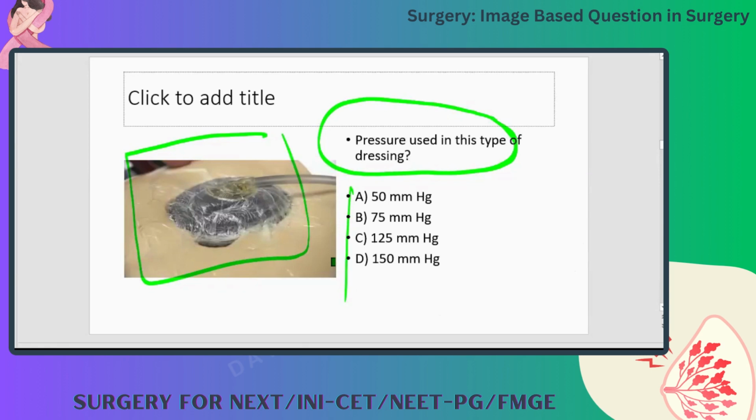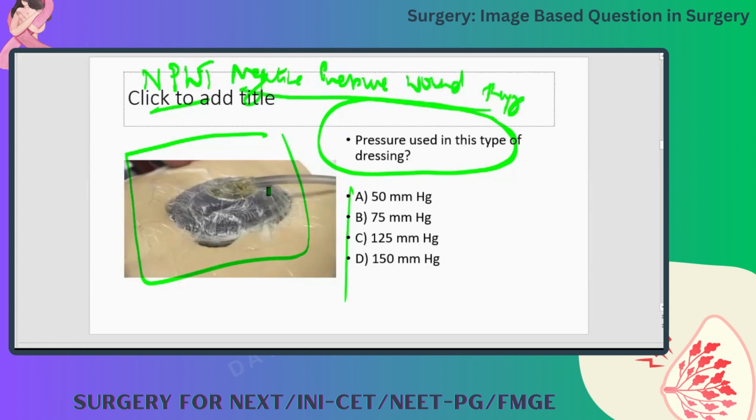It is a pressure dressing. Negative pressure wound therapy. We call it negative pressure wound therapy. Some wounds are clean, some wounds are dirty. There will be a lot of exudate, a lot of pus coming. So we connect this negative pressure dressing to negative pressure, and whatever is there will be sucked out.